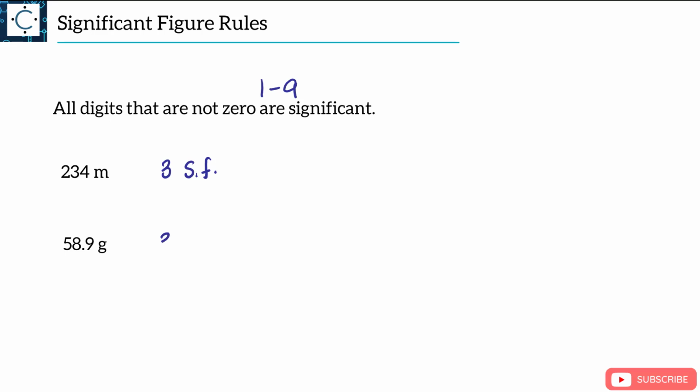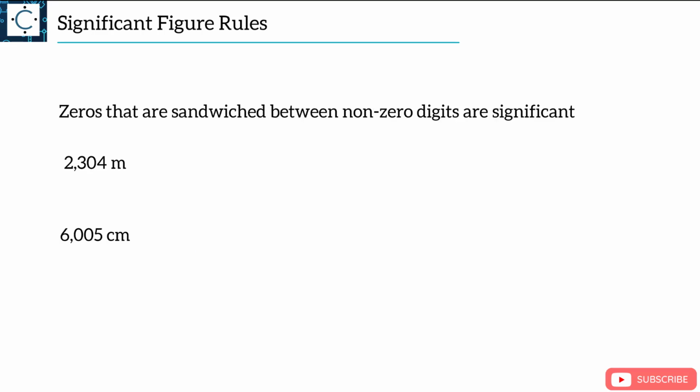58.9 grams, 3 significant figures because all of those digits are not a 0. Next, let's go to our second easiest rule. These are about sandwiched zeros. Zeros that are stuck or confined or sandwiched between two non-zero digits are going to be significant. Over here, this first example, therefore, has 4 significant figures.